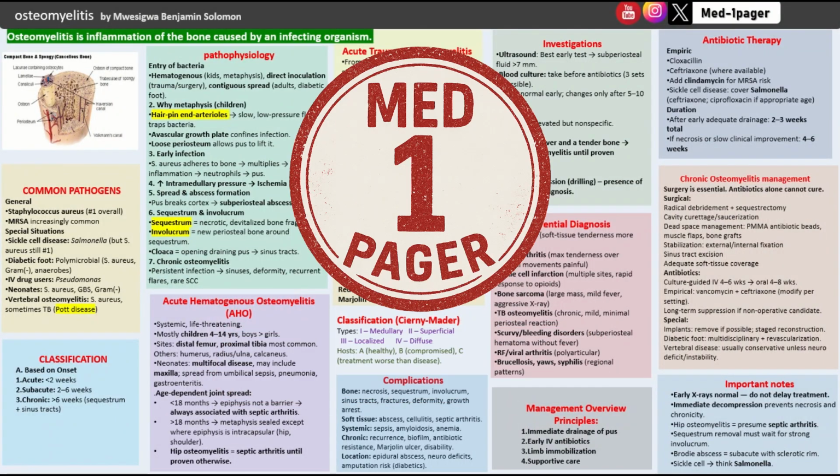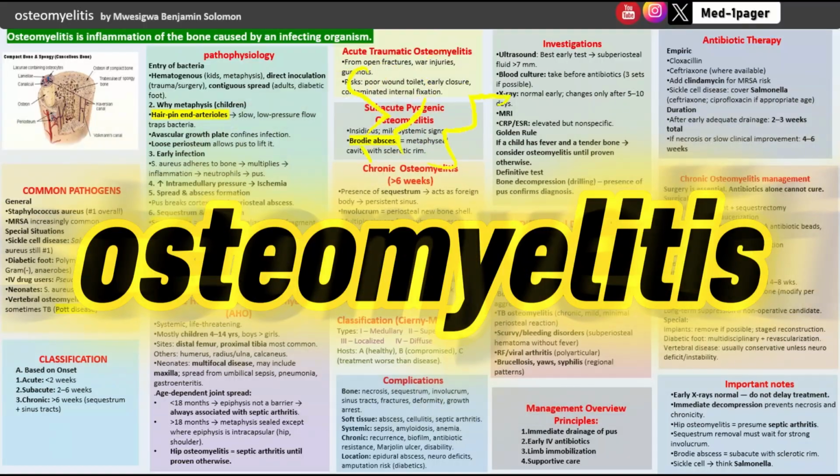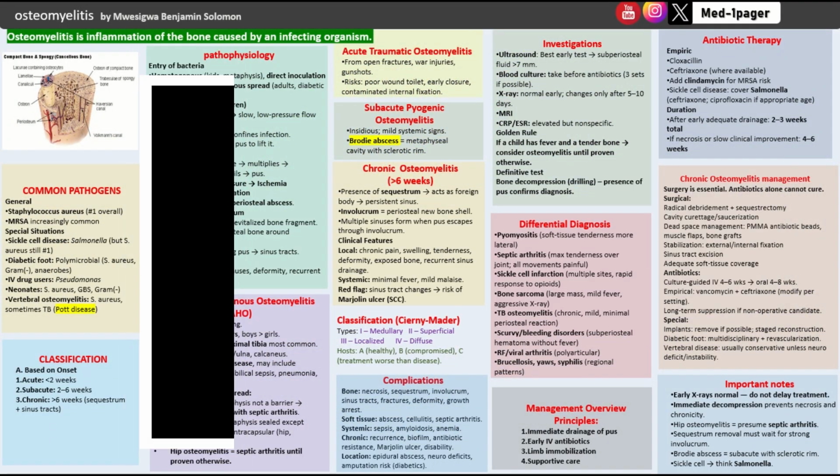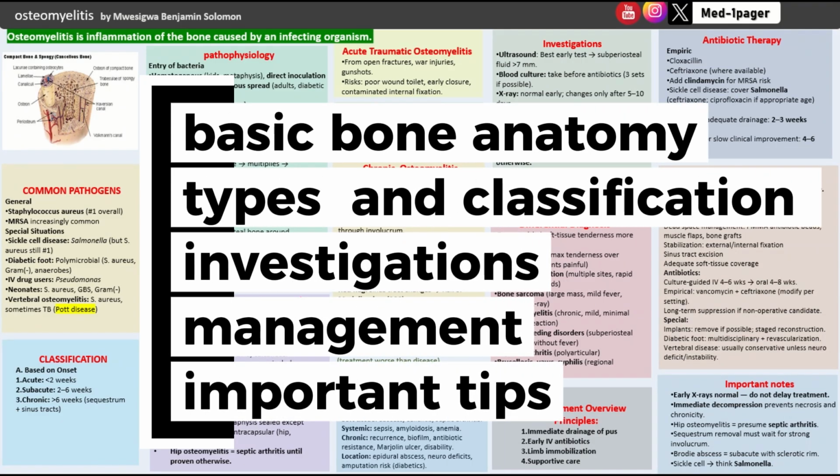My name is Benjamin, and today I'm going to look at osteomyelitis. And in this page, I'm going to cover some recap of the basic anatomy of the bone. I'm going to talk about the types of osteomyelitis that we have, the classifications that are relevant or that you're most likely to encounter in examinations. Then I'll have a brief overview of the investigations as well as the management.